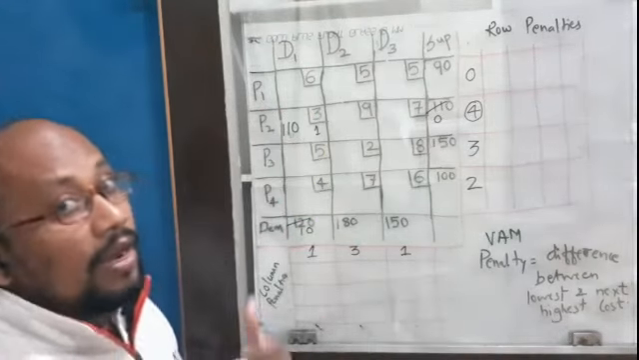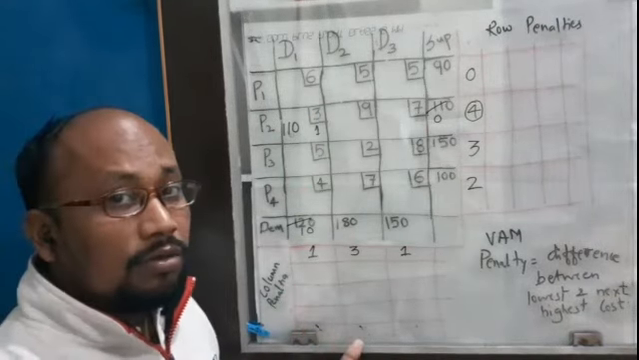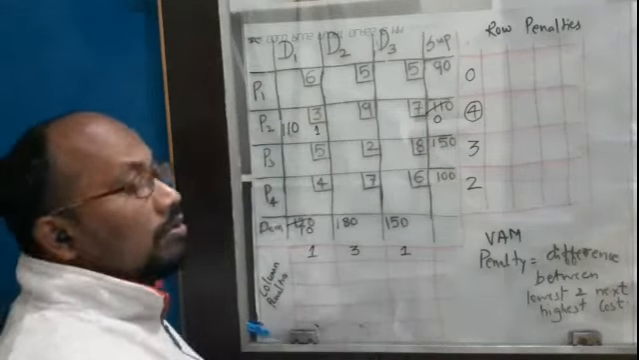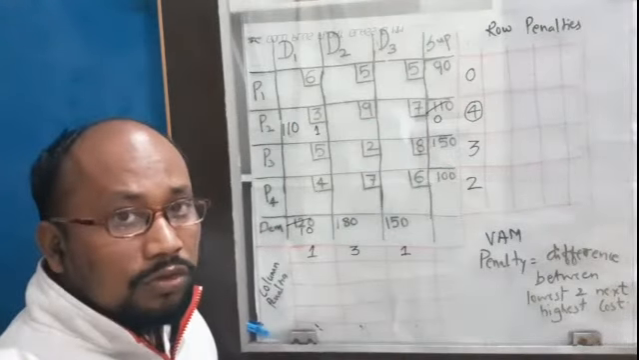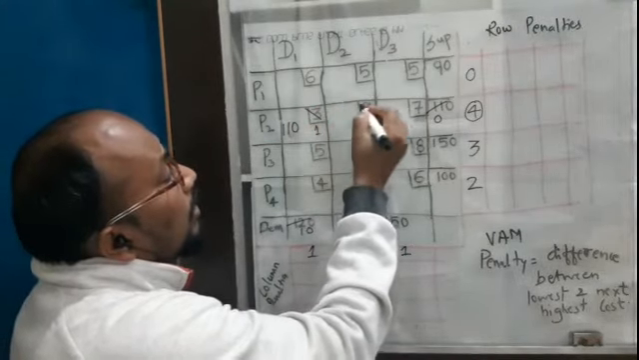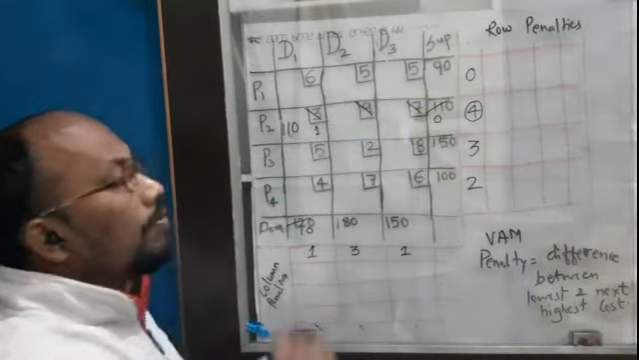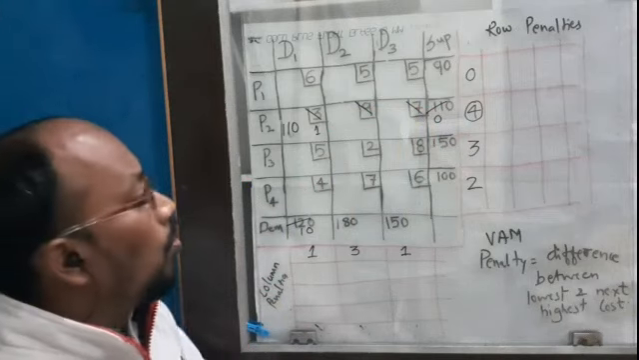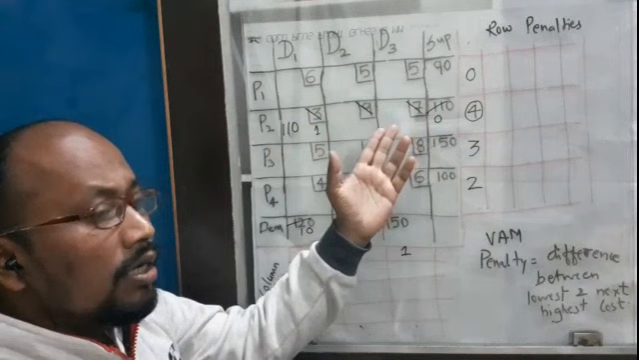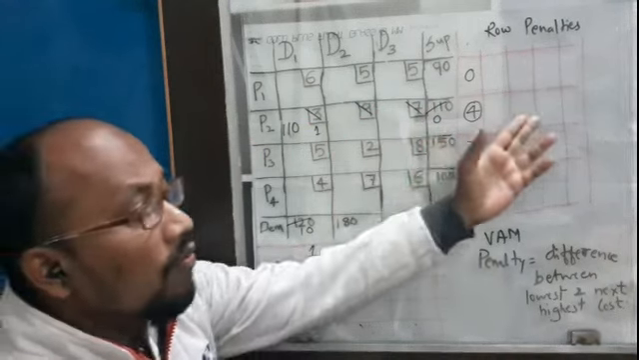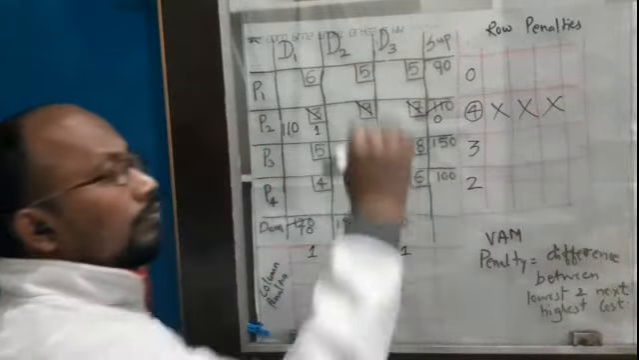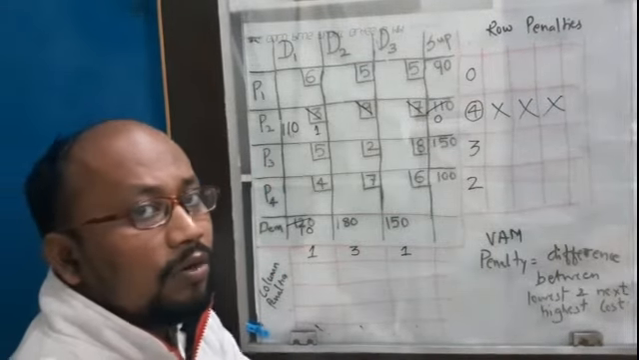Now we will eliminate the row whose supply is exhausted or the column whose demand is satisfied. In this case, P2 source supply is exhausted, so we will eliminate this particular row. We will cut the costs of that row. Since we are not considering it now onwards, it is not required to calculate penalties for it, so I will put a cross sign on this row.